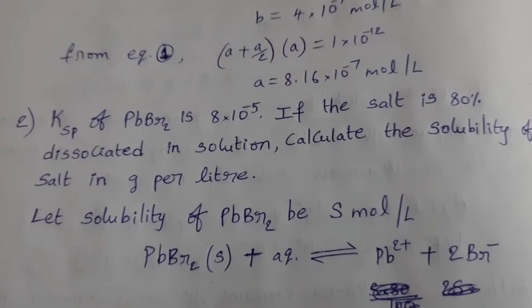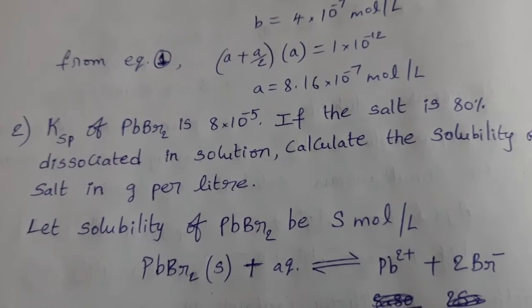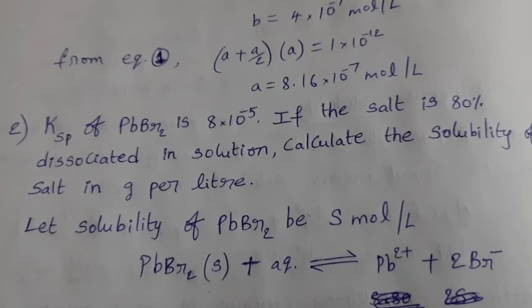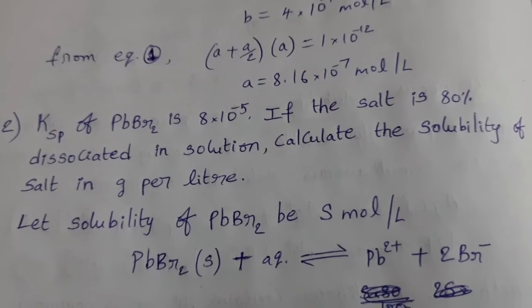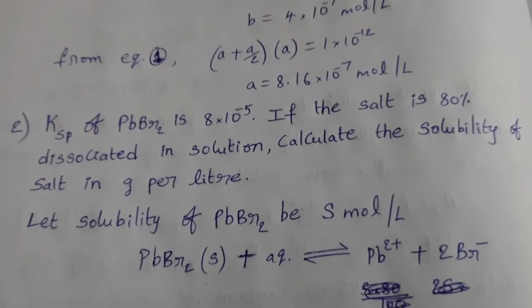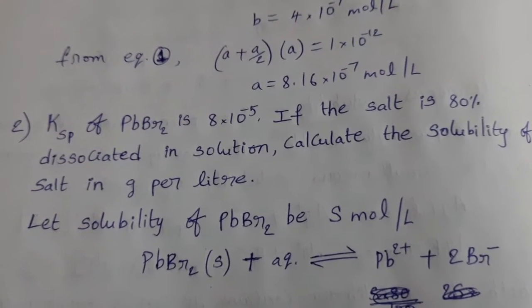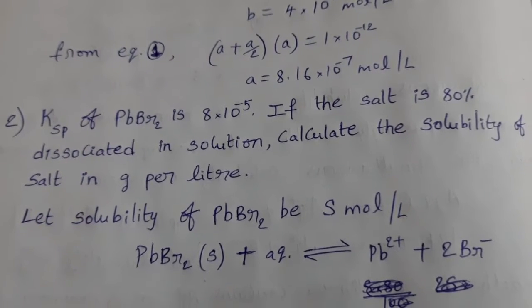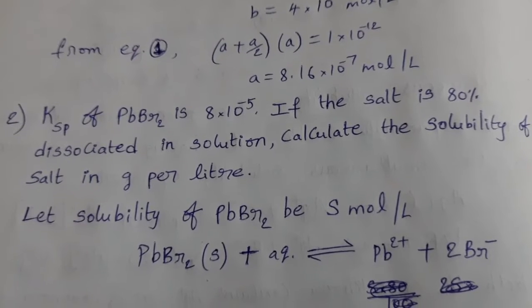See the next numerical. Ksp of PbBr2 is 8 into 10 power minus 5. If the salt is 80% dissociated in solution, calculate the solubility of the salt in gram per liter. Okay, Ksp value is given and the dissociation percentage is given, that is 80%. So we have to calculate the solubility of the salt in gram per liter.